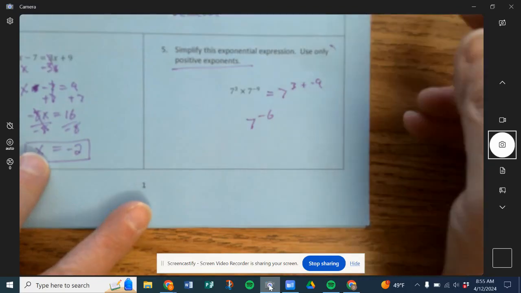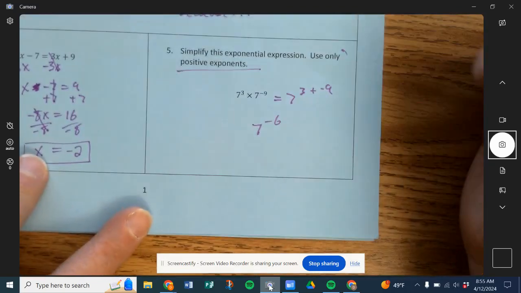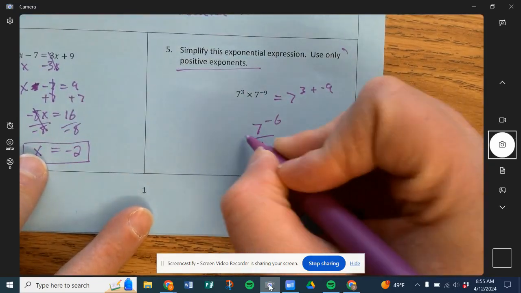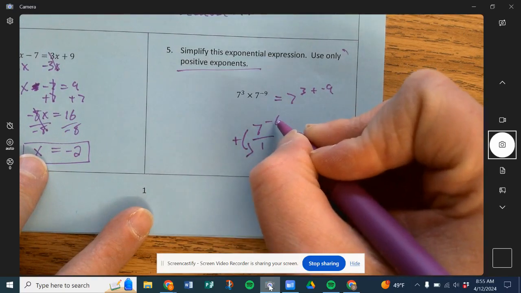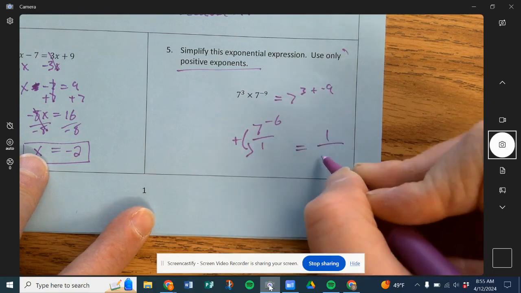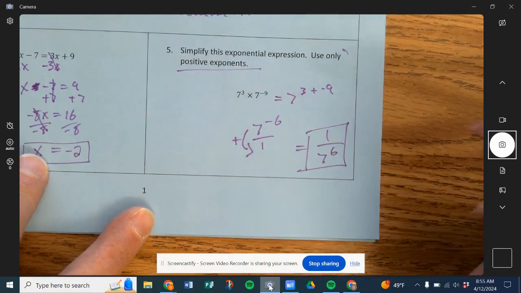However, we only want positive exponents. So what happens here, that's a fraction. I bring it down to the bottom, and I change that negative to a positive. So our final answer is 1 over 7 to the power of 6. There you go.